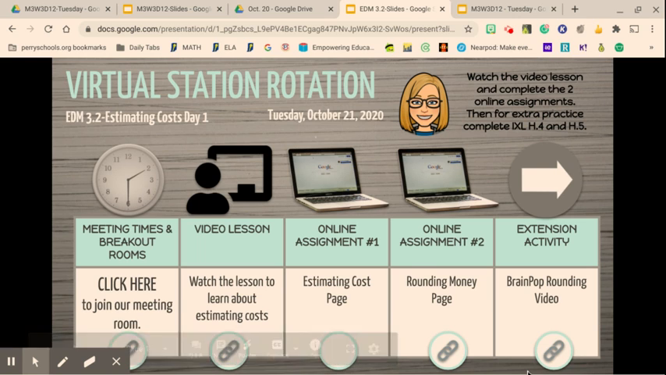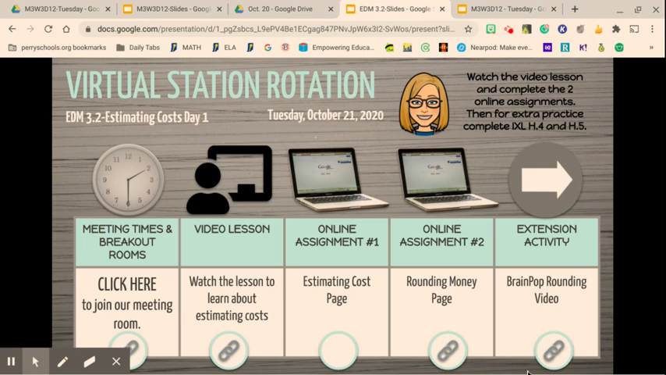Hey guys, for our lesson today, we are going to be looking at Everyday Math Lesson 3.2, and it is Estimating Costs Day 1. So today we are going to be looking at trying to solve a problem, and then after you submit it to me, we'll use those pages to talk about it when we meet in our groups for virtual math groups.